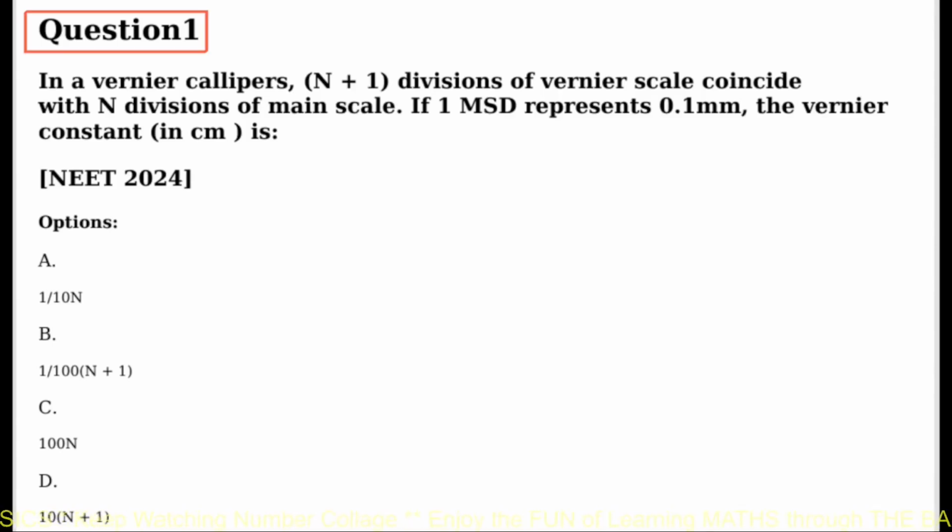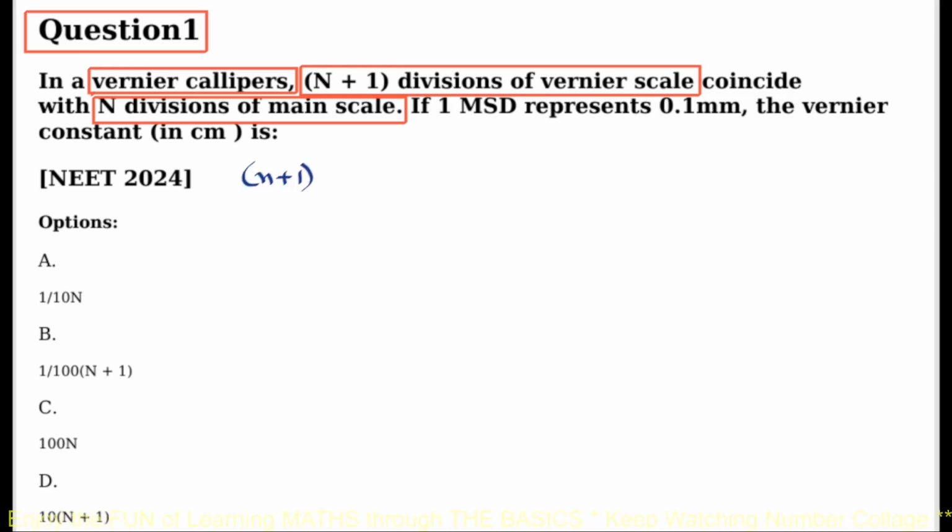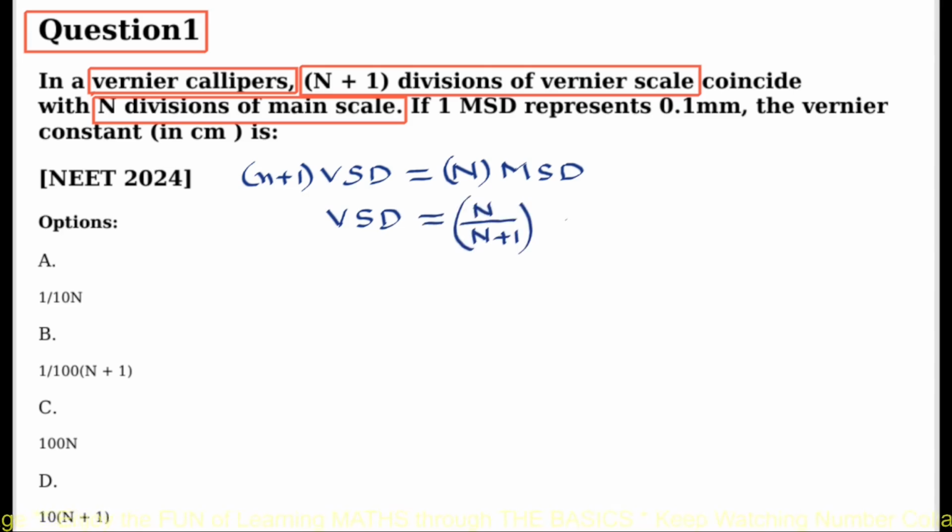Question 1. In a vernier calipers, n plus 1 divisions of vernier scale coincide with n divisions of main scale. So we have n plus 1 divisions of vernier scale division equals n divisions of main scale division. That gives us vernier scale division equals n upon n plus 1 divisions of main scale division. We name this 1. Next it is given 1 main scale division represents 0.1 millimeter.